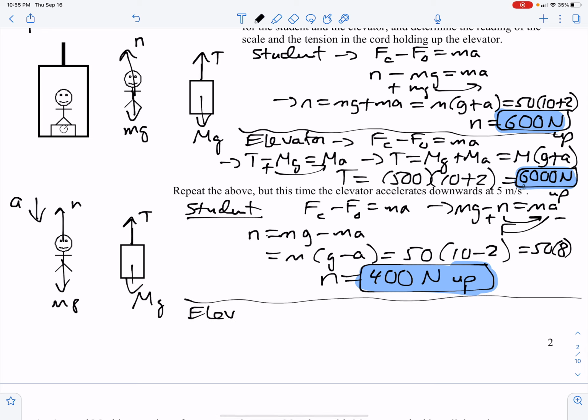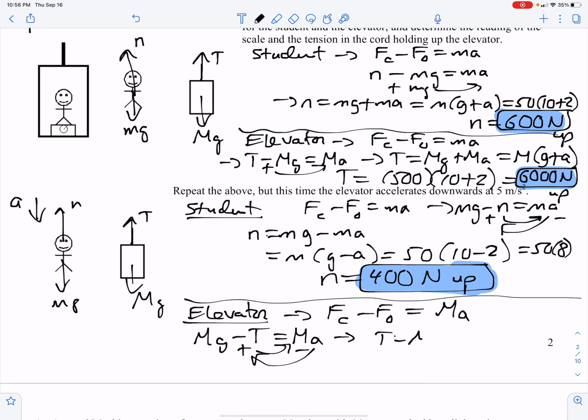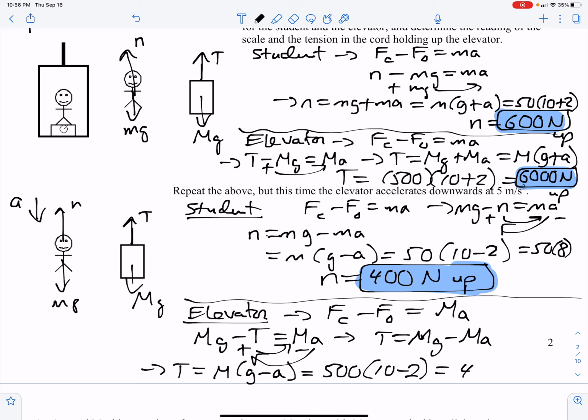Okay, looking at the elevator again. We have causing force minus opposing force equals big Ma. Causing force is tension minus big Mg equals big Ma. Scratch that. We're accelerating downward, so big Mg minus tension. Big Mg is now the causing force. Tension is now the opposing force. I'm going to add tension to the right, subtract Ma to the left, and tension equals big Mg minus big Ma. Factor out a big M, g minus a, and it's 500 times 10 minus 2, and 500 times 8 would be 4,000 newtons pointing up.